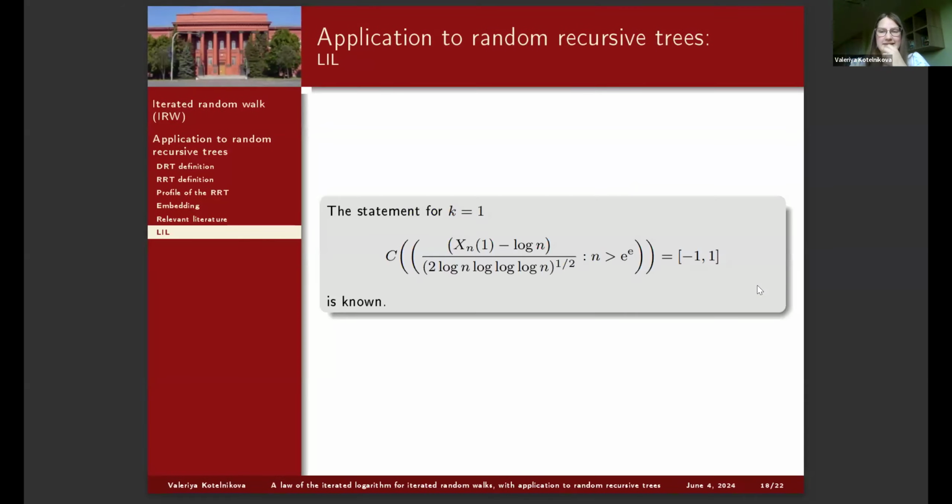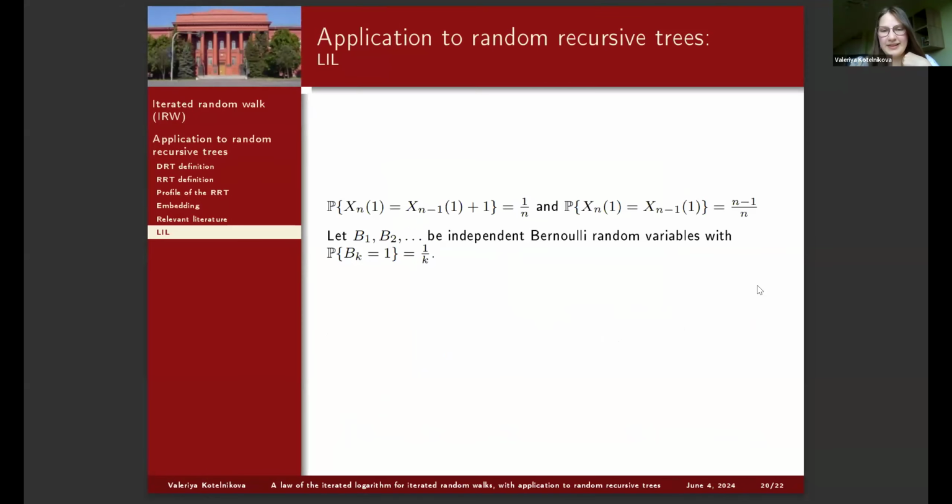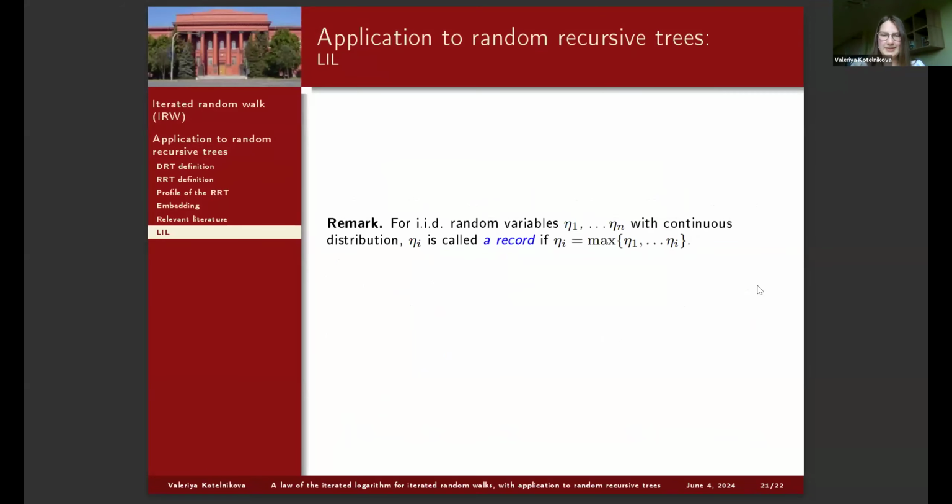And okay, I still have a couple of minutes. So I want to mention that our law of iterated logarithm for k equal to 1 is not new. It is already known. However, the result for k which is at least 2 is completely new. And I wanted to explain where this statement comes from, but honestly, looking at the time, I don't think I will make it. So I will stop at this.